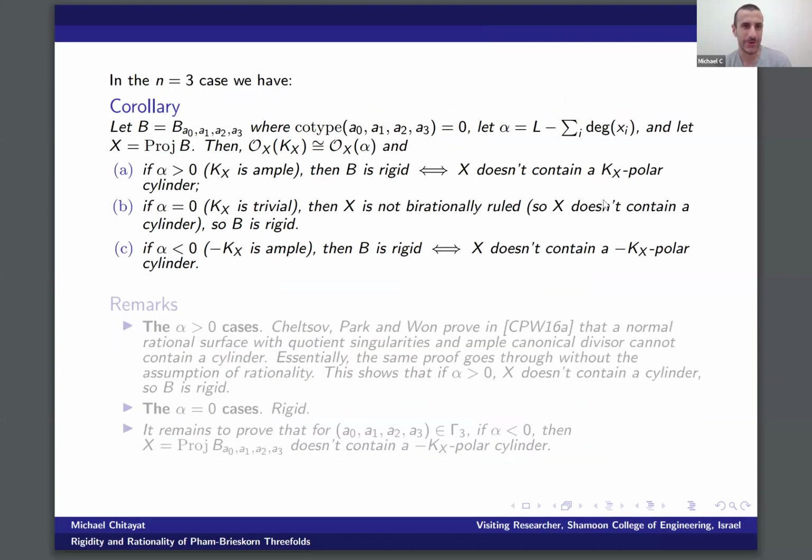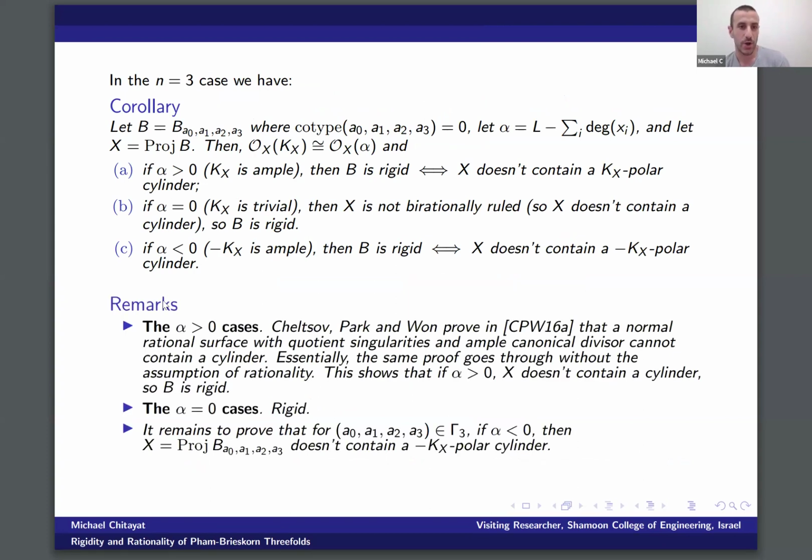Okay, so I'll continue. So basically, I just restated the corollary in the n equals 3 case. Nothing new here. I just plugged in n equals 3, and now I'll give you some remarks about the n equals 3 case.